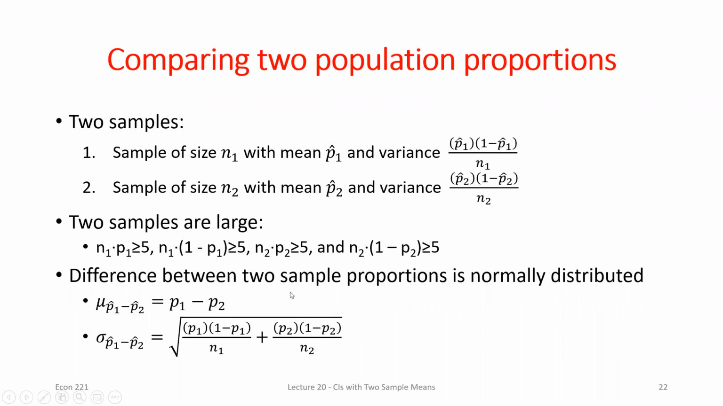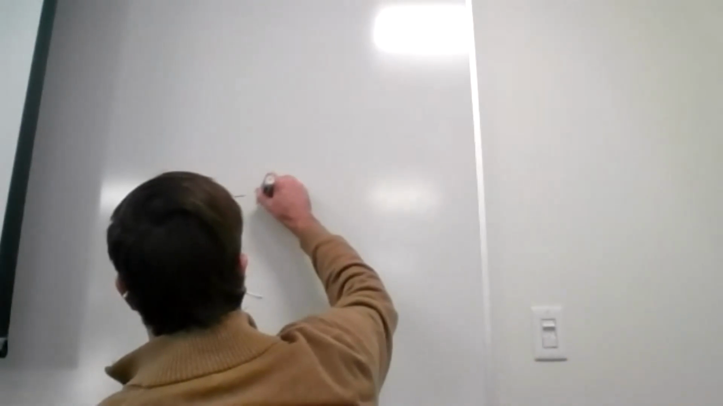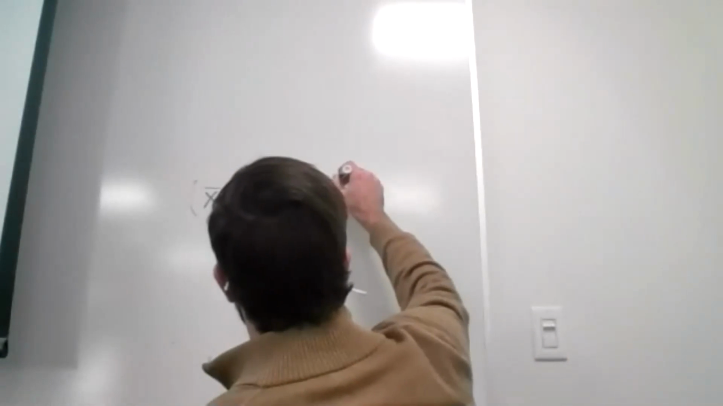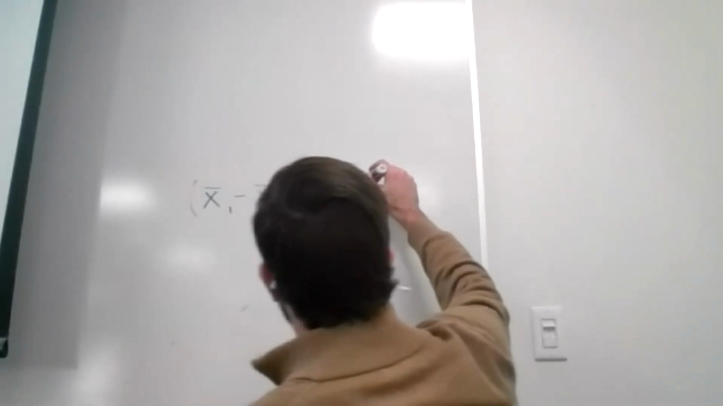So when we're building confidence intervals, we need to know where this difference between sample proportions is centered, and then what's the standard deviation for that difference in the sample proportions, okay? Well, it's very similar to what we did with sample means, so I'll make this comparison. What we were doing with sample means was this, for confidence intervals. We're looking for the difference in sample means.